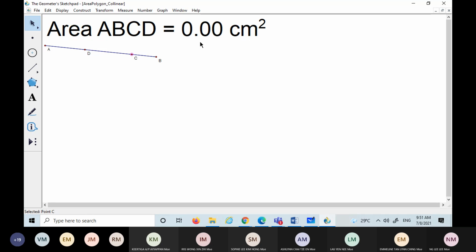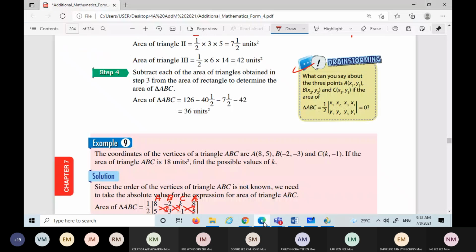So now you see, when the area is 0, what happened to these four points, A, B, C, D? You can assume this is 3 points. How many points also doesn't matter. When the area is 0, you will see all the points actually fall in a line. This one we call collinear. The points are collinear. So I have answered these questions.